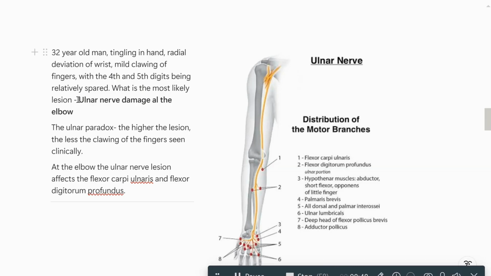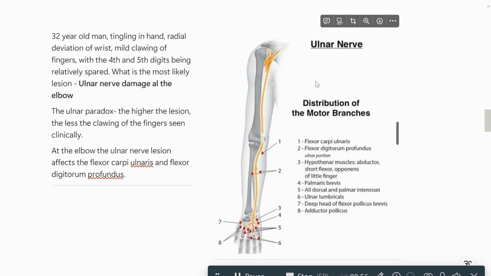So the answer would be ulnar nerve damage at the elbow joint. So let's talk about the anatomy of the ulnar nerve. Ulnar nerve begins from the medial cord of the brachial plexus. It runs in the arm and then it passes behind the medial epicondyle.